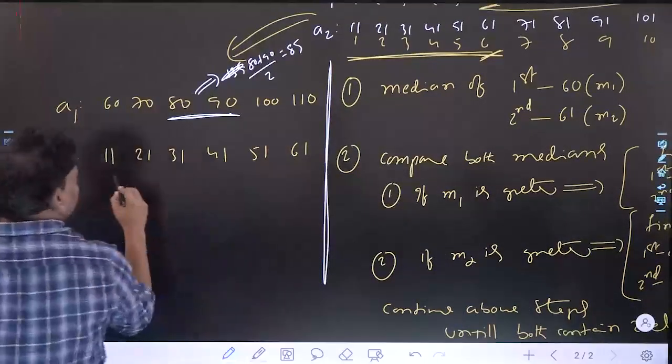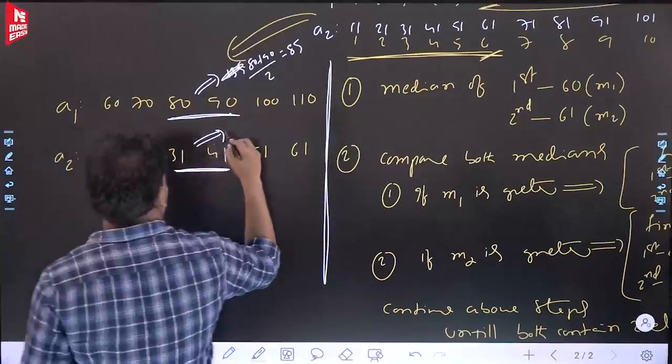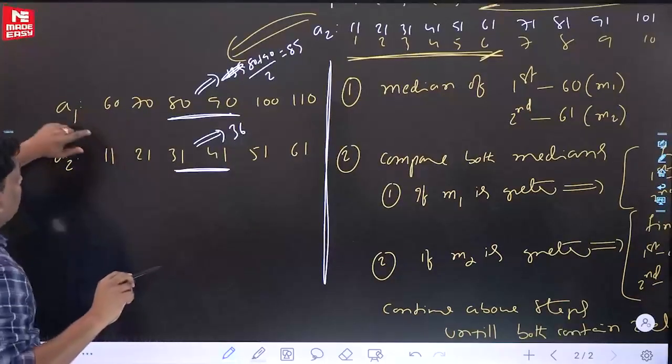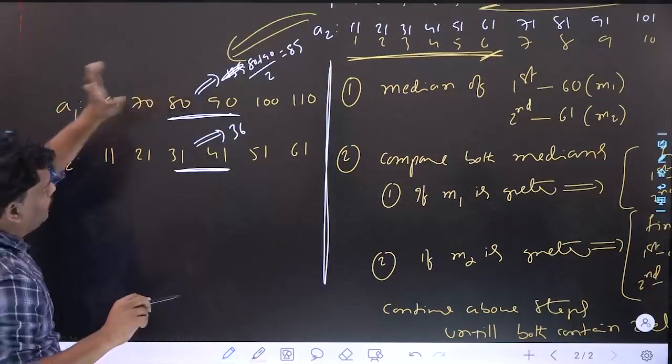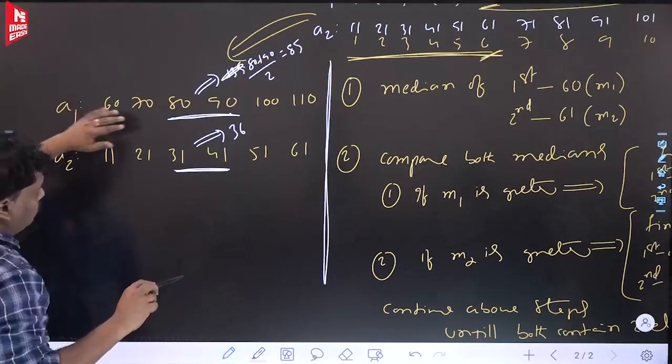Next one, this is also the same story. Find out the median. 31 plus 41, what is the answer? 72 by 2 is 36. So first find the median. Yes, I found it. Can you help me now? For the first one, what is the median? 85. For the second one, what is the median? 36. Now do the same story.